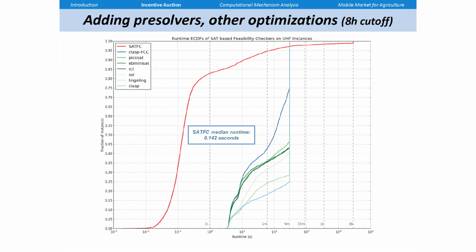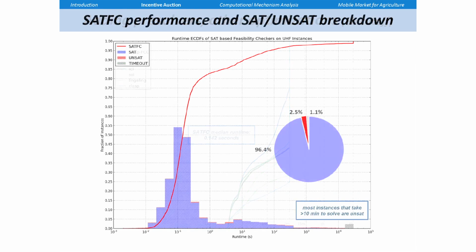There are only 2,000 stations that need to be checked per round. So what does this look like? Most of the problems were satisfiable. The blue bars here are points where it was satisfiable. The red bars are points where it was unsat. The gray bars are points where we timed out and didn't know. And you can see we timed out in about 1% of the instances.